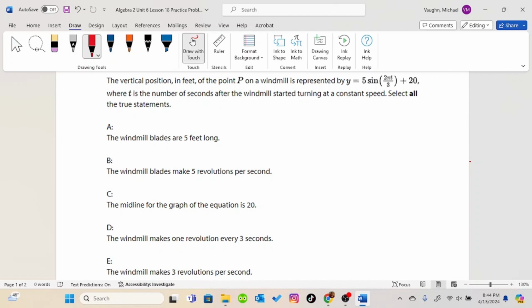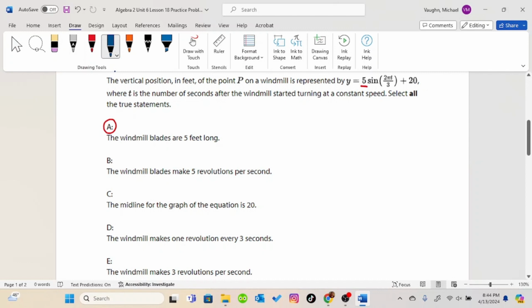Choice A. The windmill blades are 5 feet long. The windmill blade length is going to correspond with the amplitude, and the amplitude is the number that we are multiplying sine by. Here we see that the amplitude is 5, so the windmill blades would be 5 feet long. So A is a correct answer.